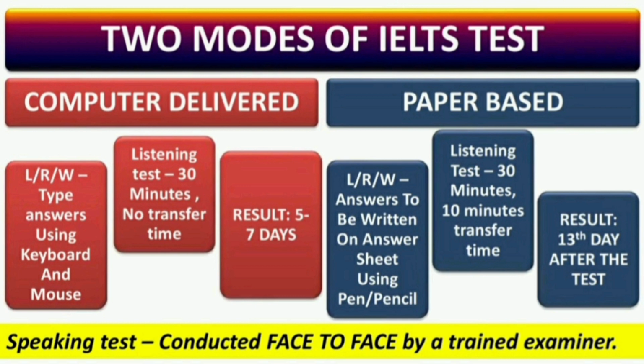Now, one fact you all must know: the waiting time for result declaration in the computer-delivered test is less in comparison to the paper-based test. While the test report form for a paper-based test takes around 13 days, for a computer-delivered test, the IELTS result gets released in around 5 to 7 days.